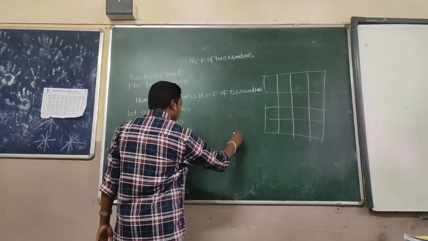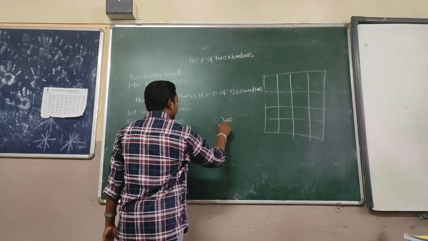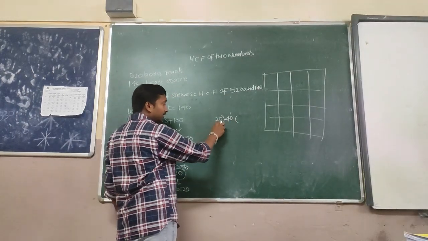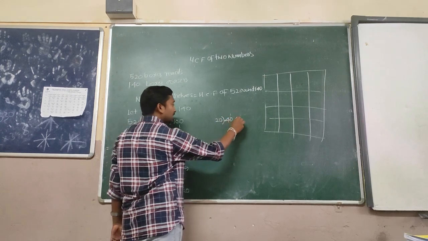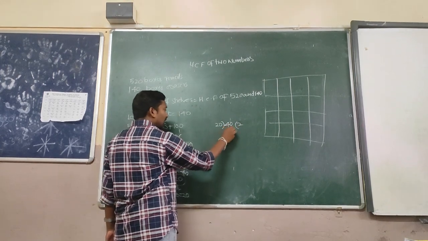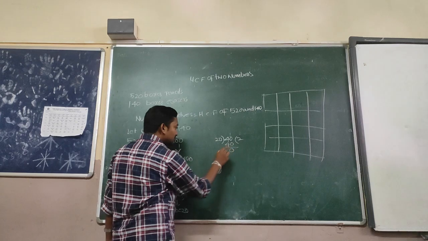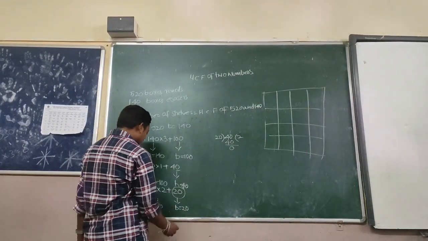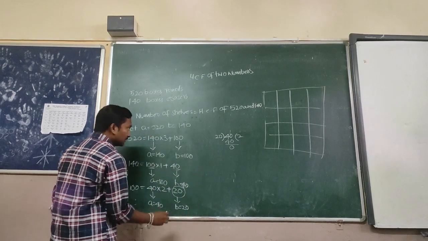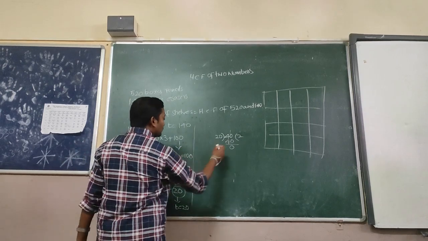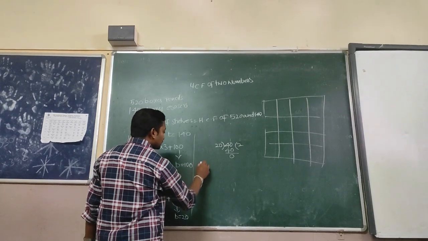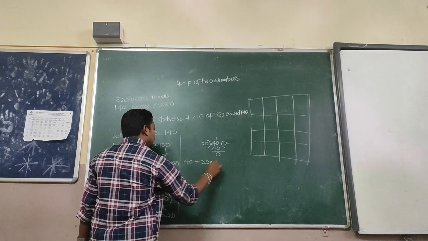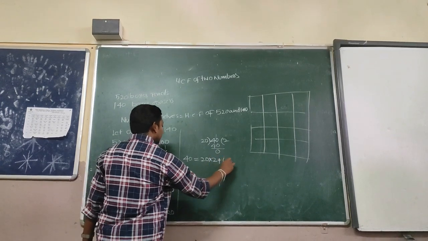If you divide 40 by 20, how many times does 20 go into 40? 2 times, so the remainder is 0. Now again apply Euclid division lemma here. If you apply the Euclid division lemma for this, 40 equals 20 into 2 plus 0.